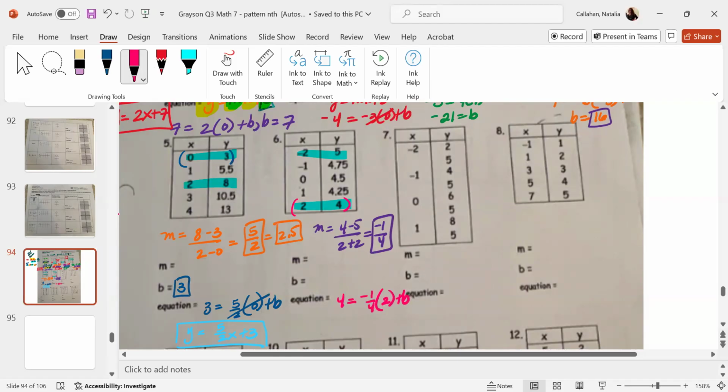You can go at your speed. I'm just going to give you the answer so you can check, okay? So then this is going to give me a negative 1 over 2. So 4 plus 1 over 2 is a positive 4.5 equals b, or it's a 9 over 2 for b. So your equation in this case is going to be y.